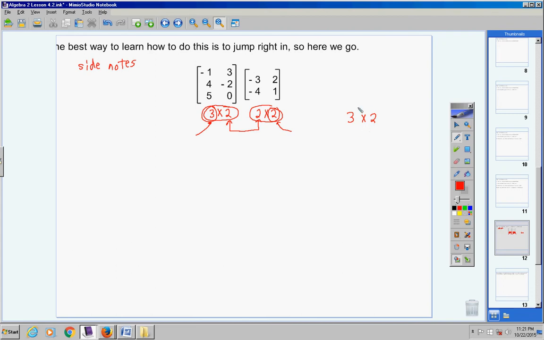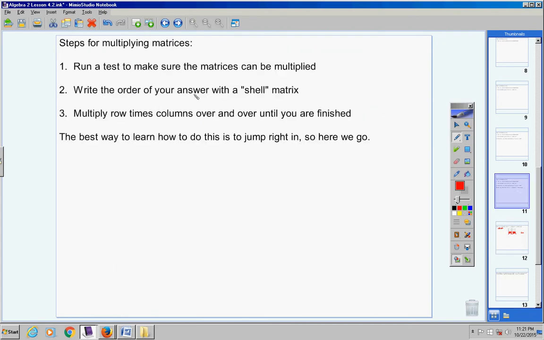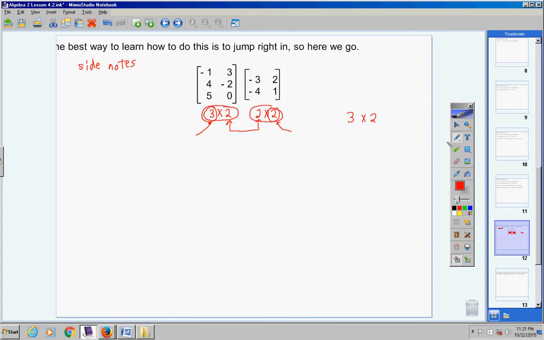If they match, then your outside numbers are going to be the order or the dimensions of your answer. So step 2 says to write the order of your answer. I did that with a shell matrix. Now a shell matrix is my own made up phrase. It just means an empty matrix that matches this. So you want 3 rows and 2 columns. So it should look like this. Here's your answer right here. Write this, okay? You want 3 rows, right? And how many columns? 2 columns. Got it. So I'm going to put blanks. So there'll be a number here, here, here, here, here, and here.